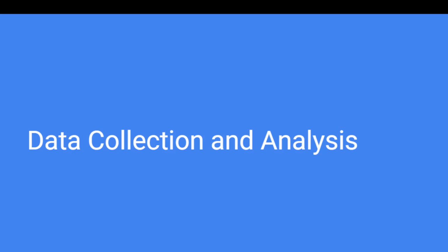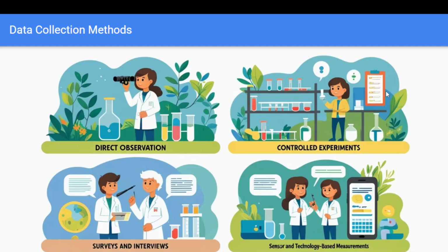In this video, we'll discuss how to collect and analyze data. There are a variety of different methods that you can use to collect data, including observing the phenomenon as it occurs without any manipulation. You can design controlled experiments and make the observations in that controlled environment. Observations and data collection can come from surveys and interviews, and then it can be assisted through technology.